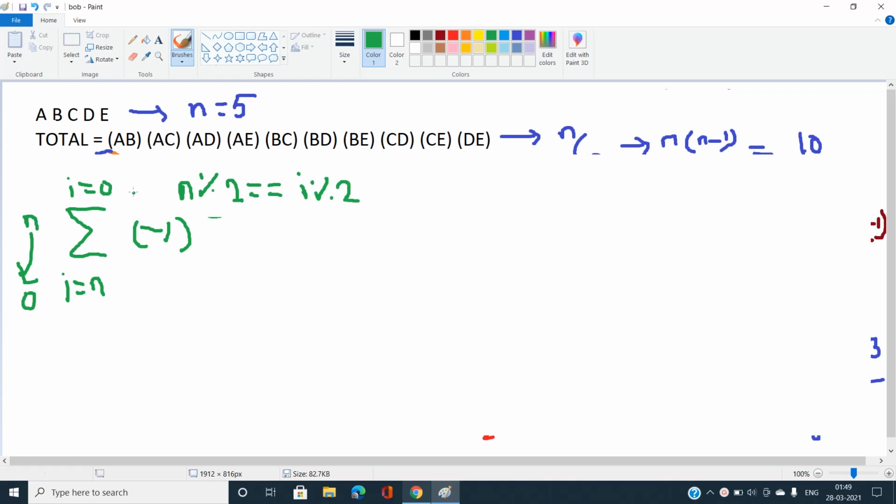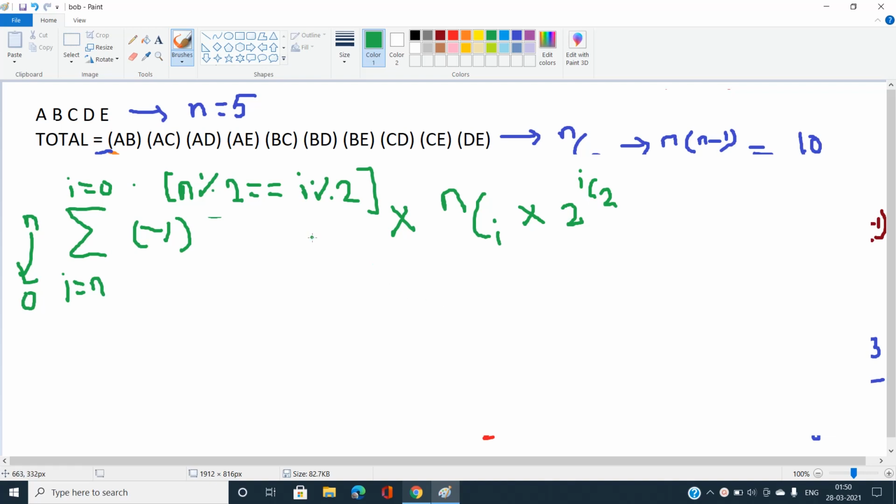So this is minus 1 to the power i, multiplied by choose any i elements, and what should be the total number of combinations for these i elements? That is 2 power iC2. Choose any two, because there will be i elements. So what should be the total number of distinct pairs? The total number of distinct pairs would be iC2, and the total number of combinations possible for iC2 pairs would be 2 power iC2 simply, and we need to select any i elements from the n elements.